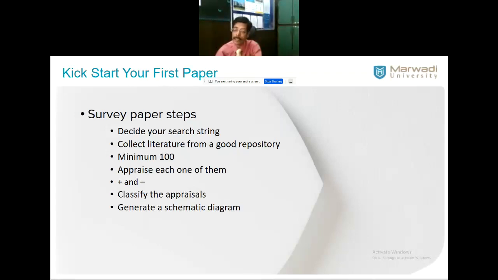Then limitation is a negative. Don't say limitation. They would have said something like, I have developed this algorithm for this kind of problem. However, this algorithm has been applied by us only on text data.